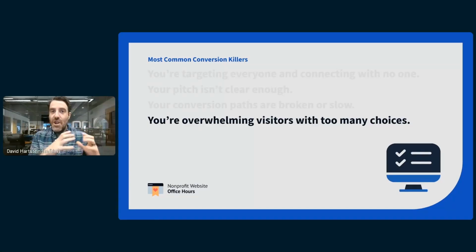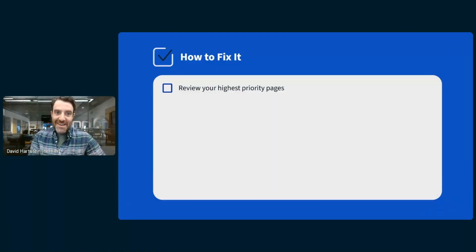Because as the number of choices increases, so does the mental energy it takes to make a decision. And this is not only true of websites. This is true in living our daily lives. When people have too many choices, they actually are less likely to take any one of them because finding the right choice just feels too daunting. It feels too overwhelming. So what should you do instead?